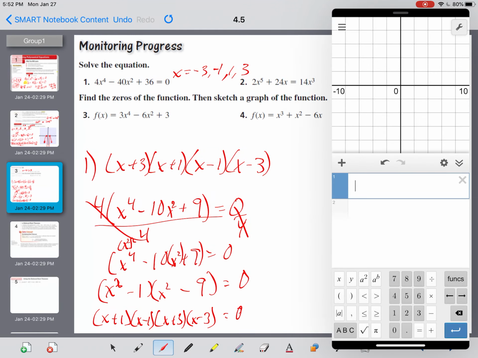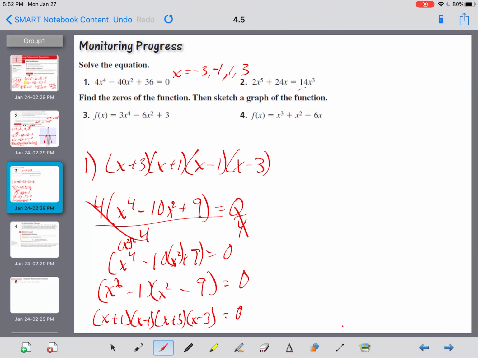2x to the 5th plus 24x equals 14x to the 3rd. We do need to get it all onto one side equals 0. So we're going to subtract 14x to the 3rd on both sides. So we've got 2x to the 5th minus 14x to the 3rd plus 24x equals 0. Now, why are they in that order? Well, because 5 is bigger than 3, which is bigger than 1. I want them in descending degree order, standard form.